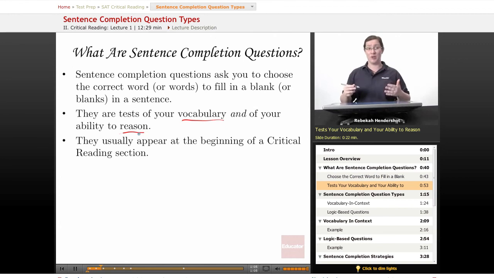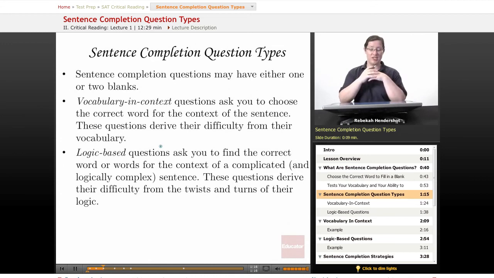It's not enough just to know what the words mean. You have to be able to read the context of the sentence and make sure your word makes sense for it. These questions usually appear at the beginning of a critical reading section. All right, sentence completion questions may have either one or two blanks, and you approach them differently according to whether they have one or two blanks.